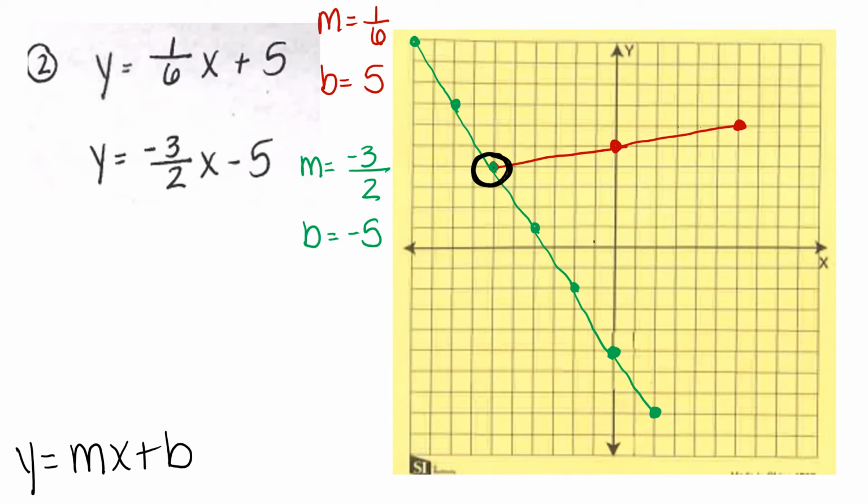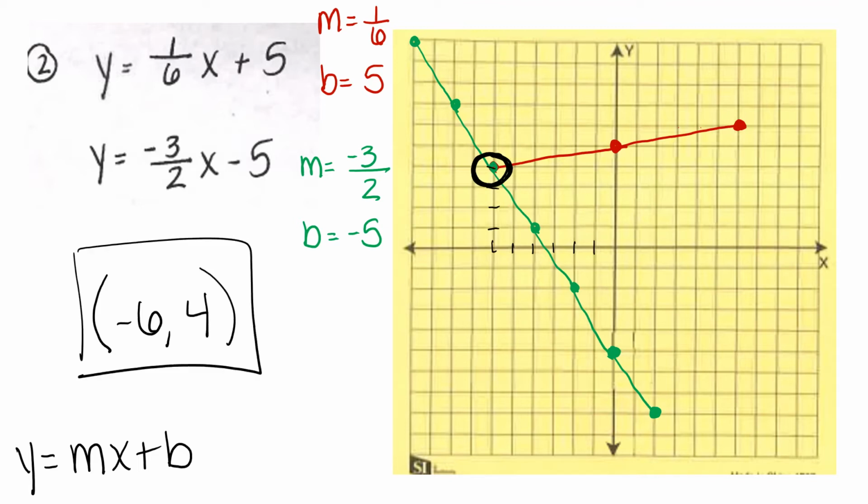Our answer is at negative 1, 2, 3, 4, 5, 6. So negative 6. And then positive 1, 2, 3, 4. Negative 6, 4 is our final answer.